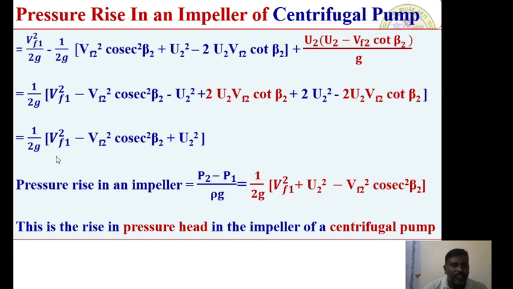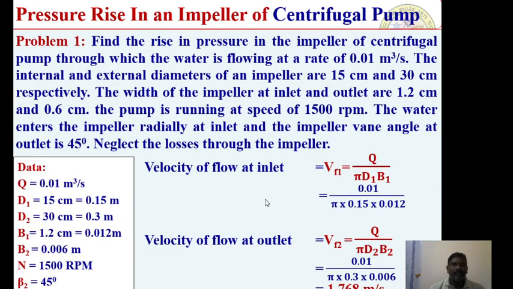If you solve this expression, I get 1 by 2g into (Vf1 square minus Vf2 square cosec square beta 2 plus U2 square). Therefore, the pressure rise in an impeller of a centrifugal pump, (P2 minus P1) by rho g, is equal to 1 by 2g (Vf1 square plus U2 square minus Vf2 square cosec square beta 2). This is the rise in pressure head in the impeller of a centrifugal pump. Next, let us take one problem related to this.